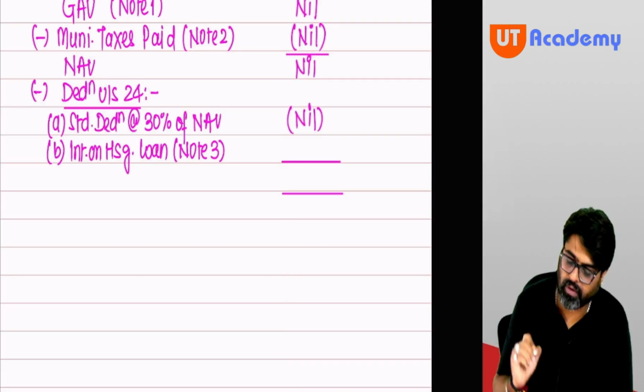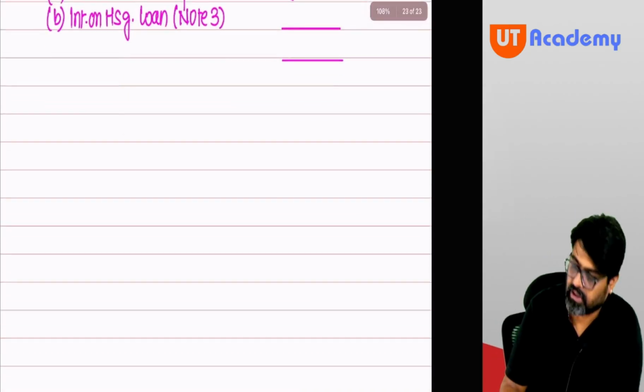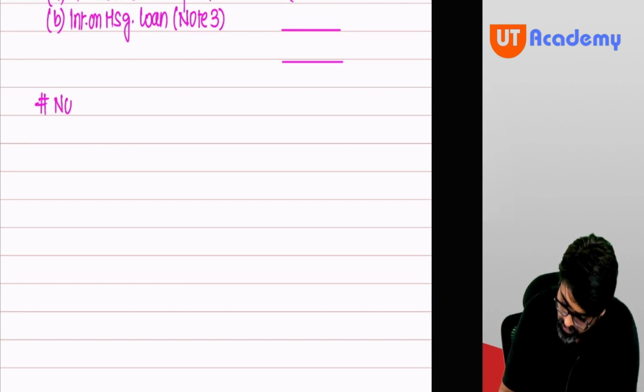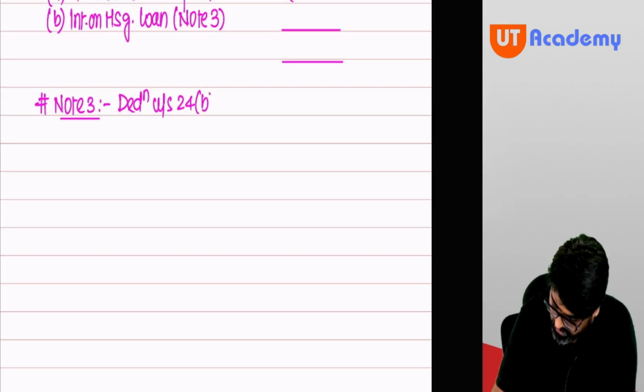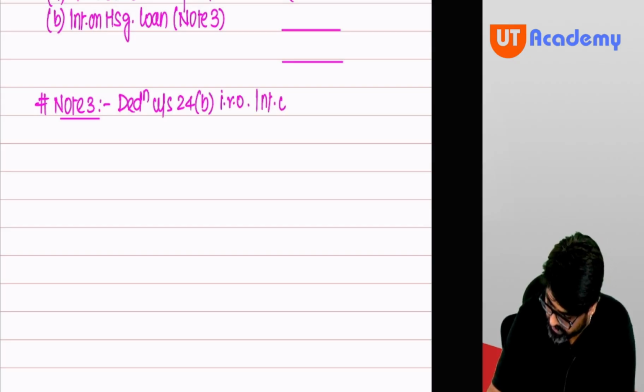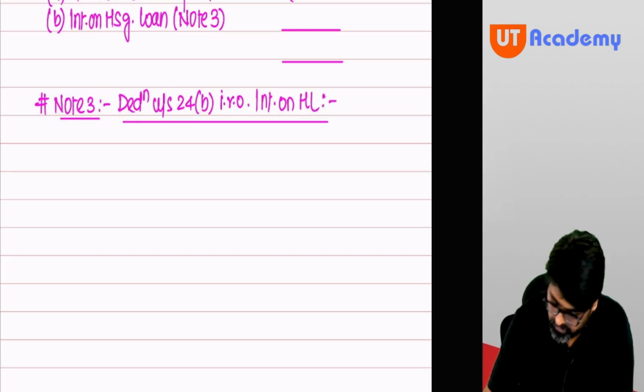So now, how are we going to present that? Okay, pay attention. Write down note number 3. In note number 3, what are we going to calculate? We are going to calculate deduction under which section? 24 clause B, in respect of interest on housing loan. Yes, sir.